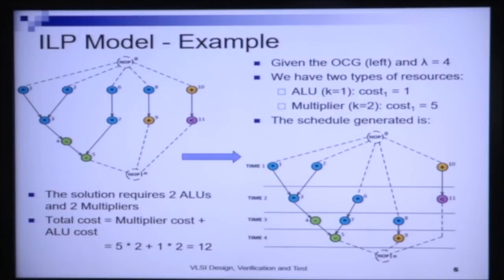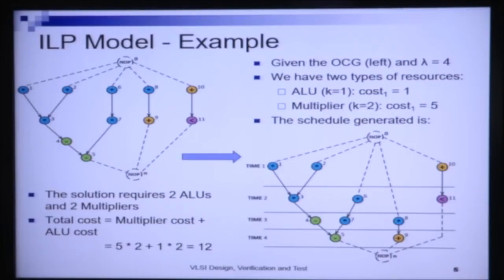Given this formulation, we will now take a small example. So, how does this formulation proceed? Given this operation constraints graph on the left, let us say we use the same time constraint lambda equals 4. We know the solution, but we will go through the steps here while doing time constraint scheduling. So, we are given the operation constraints graph and we are given the constraint on the time. We are also given the types of resources.